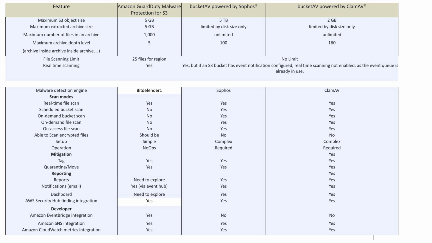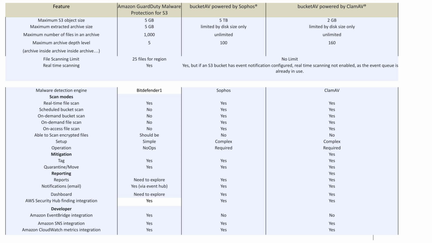The maximum S3 object size is 5 GB for now. You can only scan a 5 GB object. While for cloud storage security, you could do 5 terabytes with Sophos, while with ClamAV it is 2 GB. What is the maximum extracted archive size? For the archive, it's similar, 5 GB. And for Sophos, it is unlimited; it depends on the amount of disk that you attach. So for the large files that organizations have, that is something beneficial for cloud storage security.